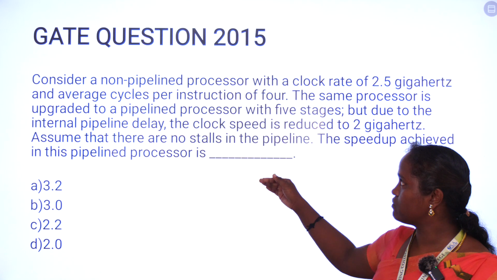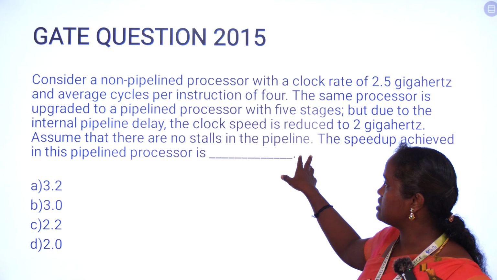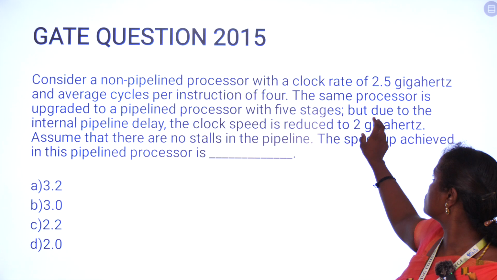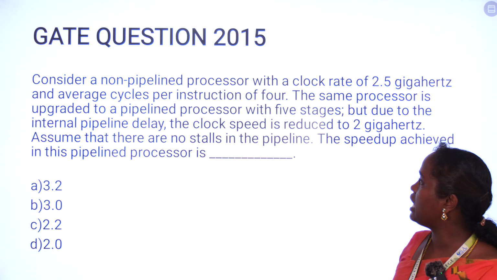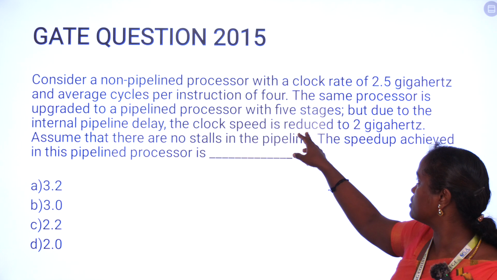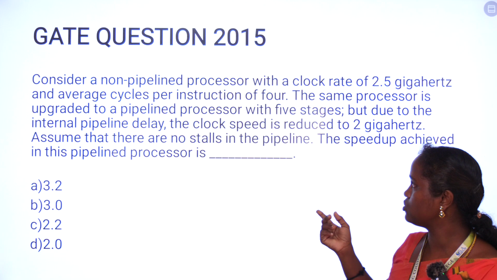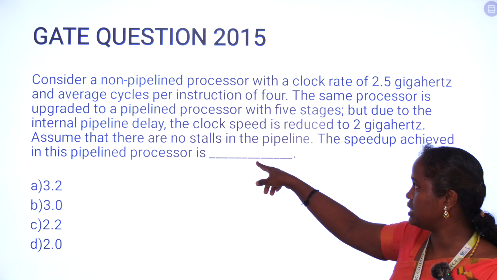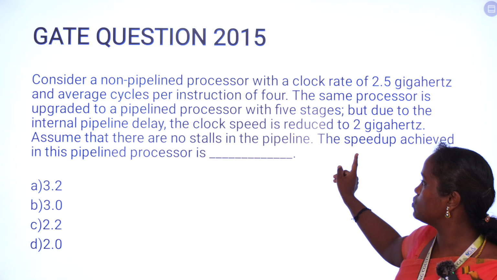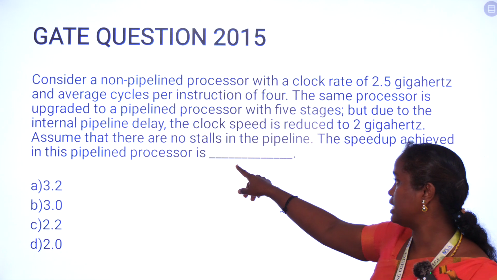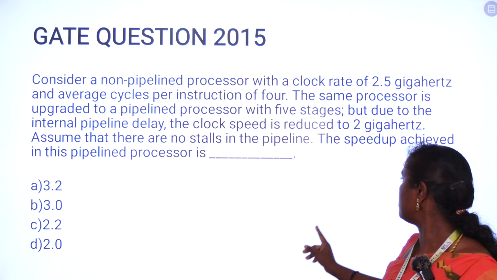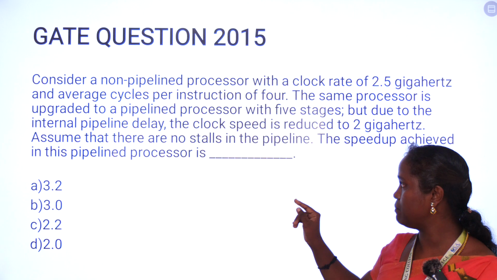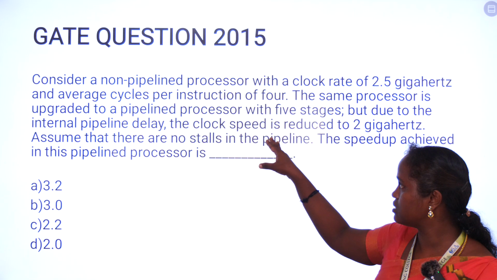Now we will see one GATE question. I'll read the question first. Consider a non-pipeline processor with a clock rate of 2.5 gigahertz and average cycles per instruction of 4. The same processor is upgraded to a pipeline processor with 5 stages, but due to internal pipeline delay, the clock speed is reduced to 2 gigahertz. Assume that there are no stalls in the pipeline. The speedup achieved in this pipeline processor is to be found.